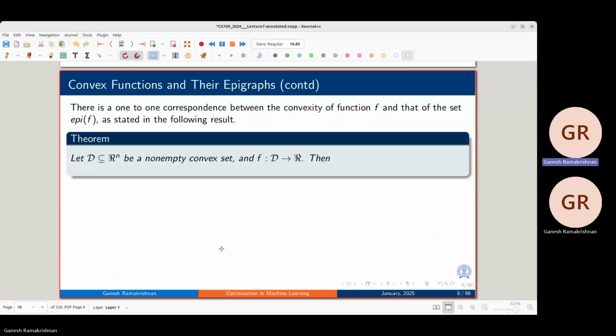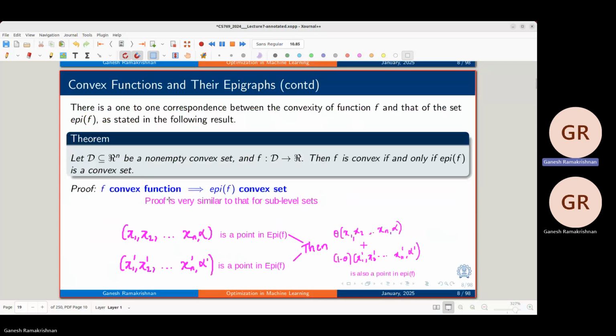Okay. But then formally, we can show that if D is a non-empty convex set and f goes from D to R, then the statement of convexity of function f and the set epigraph f can be stated as follows. f is convex if and only if epigraph f is convex. So for the proof, you need to do it in two directions. f convex implies epigraph f is convex. The proof is exactly like for sublevel sets.